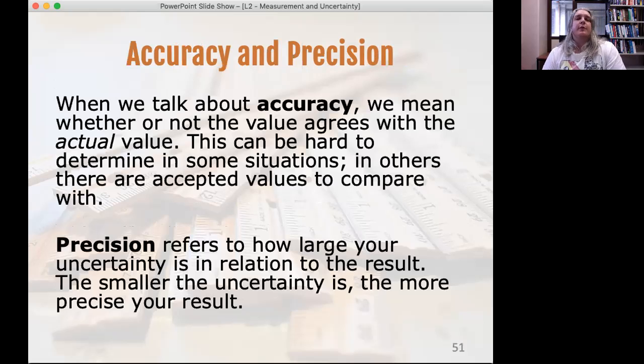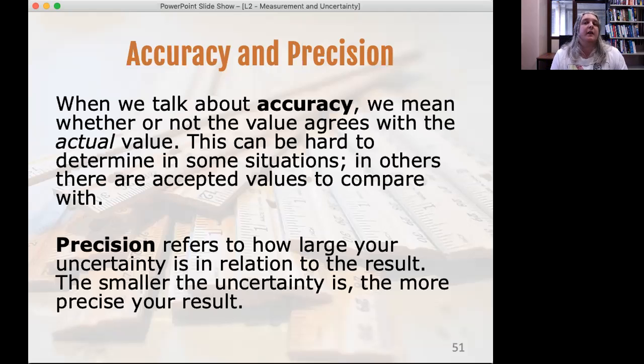The last thing I want to do is define a couple of terms just quickly. They relate to uncertainty, that's why they're included in this uncertainty section. When we talk about accuracy, we mean whether or not the value agrees with the actual value. Right? So if your result agrees with the actual value, it is accurate. Sometimes that can be hard to determine. Sometimes you don't know the actual value, so you don't know if you're accurate or not. But accuracy is just whether or not it is accurate.